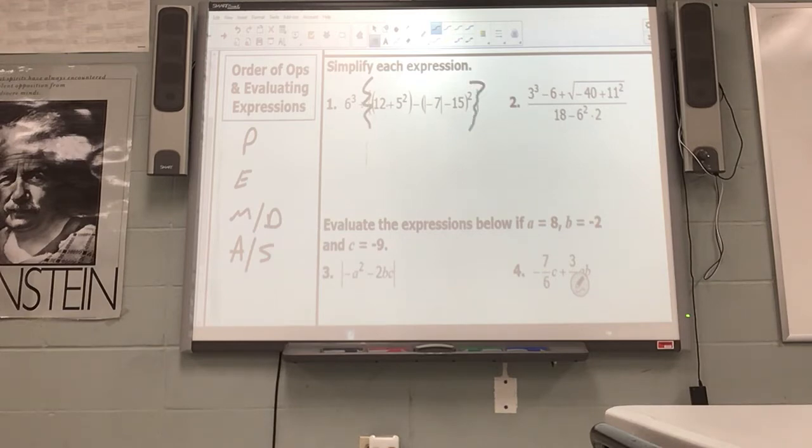wouldn't I? Okay, so what's 5 squared? Because that would come first, 25, and then 25 plus 12. 37. So I got a 37 on that piece.